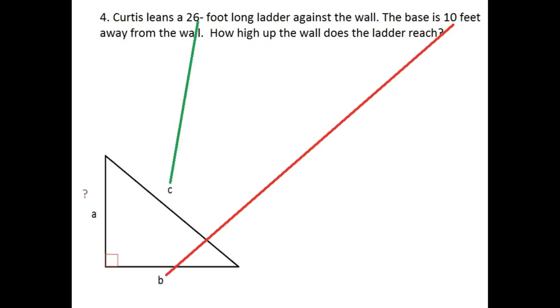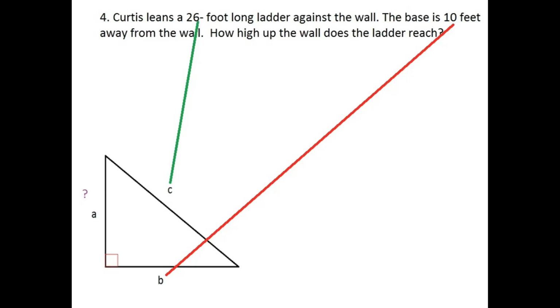So the ladder part is C. That's that green line. The base is 10 feet away from the wall. That's the base of the ladder. So that's B. That's that red line. What we're looking for is a leg, not the hypotenuse. Usually when students get this wrong, it's because they automatically think, okay, we're looking for a hypotenuse.